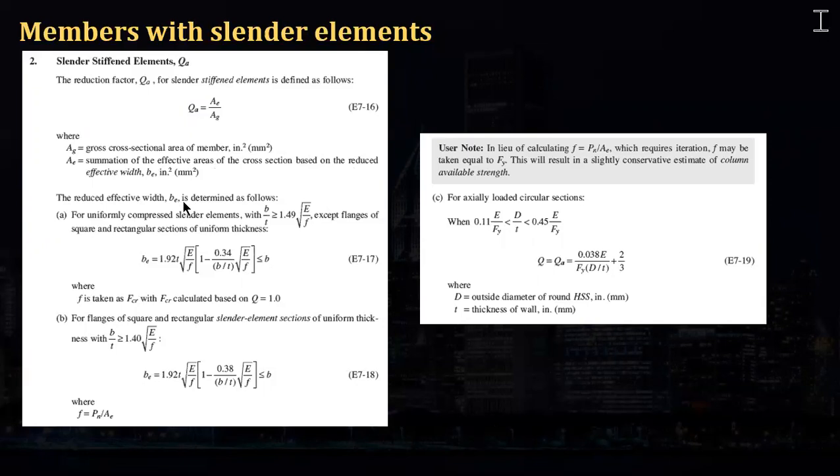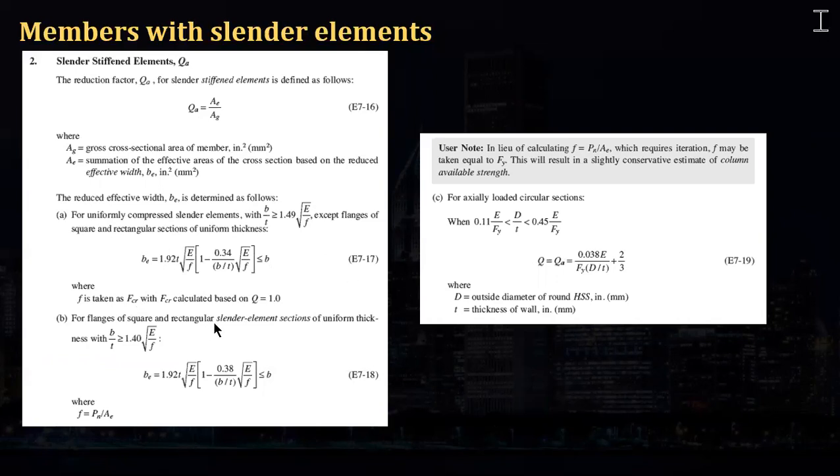And the reduced effective width is determined as follows for uniformly compressed slender elements with b over t greater than or equal to 1.49 square root of E over f. The formula is 1.92 t square root of E over f times 1 minus 0.34 over b over t square root of E over f, and that must be less than b. And that f is the Fcr flexural stress calculated based on Q equal to 1, based on the formula that I showed in the previous slide.